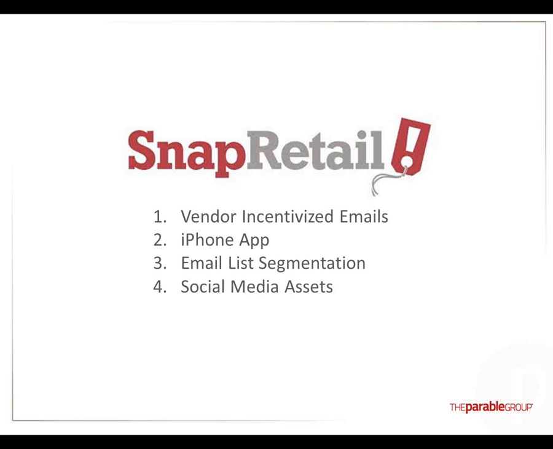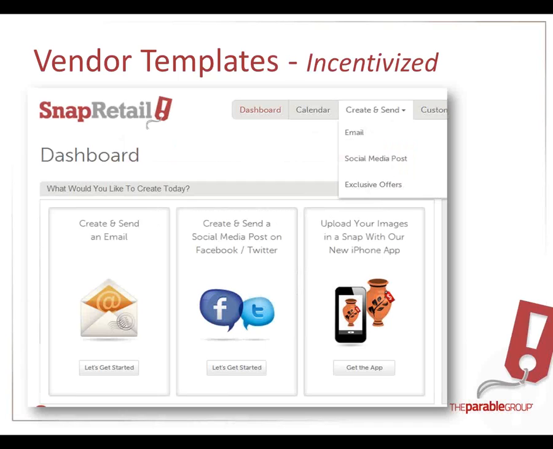Well, what are these vendor incentivized templates, you may ask? That's a great question. They're regular, ready-to-send templates with a twist. And they can be found in your Vendor Templates tab in your SnapRetail account. You'll simply log into your account and navigate to the tab as you normally would. And as always, you have several ways to navigate to your Vendor Templates tab. You can click the Create and Send icon right from your dashboard. You can click on Email from the drop-down menu from any page, or you can create an email directly from your calendar.